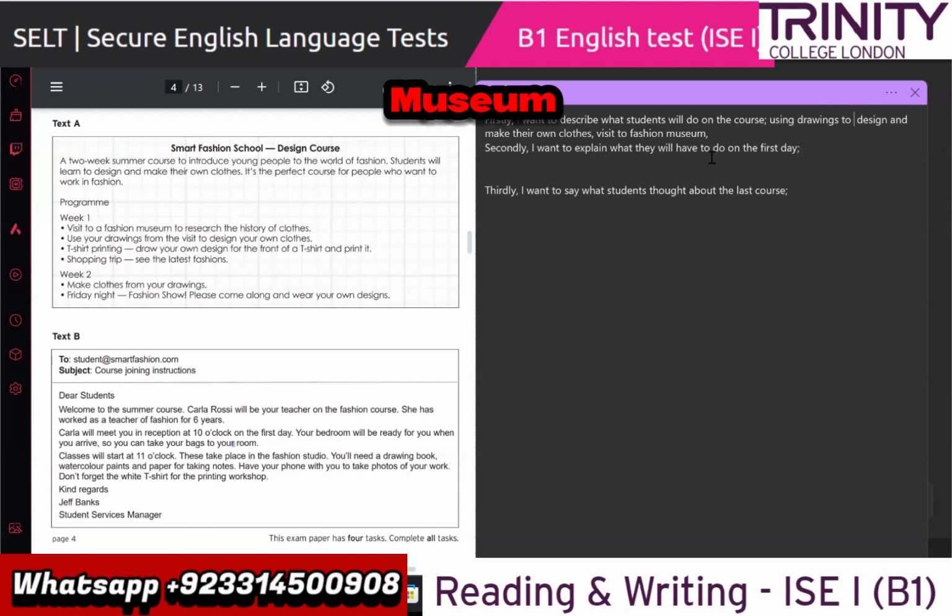Visit the fashion museum. T-shirt printing. And shopping trips.